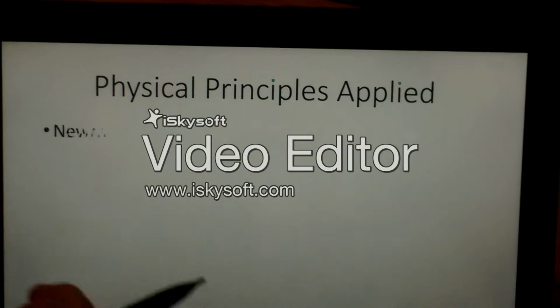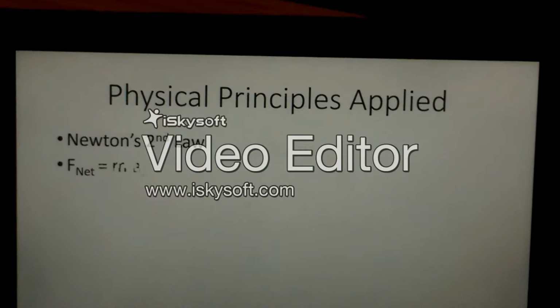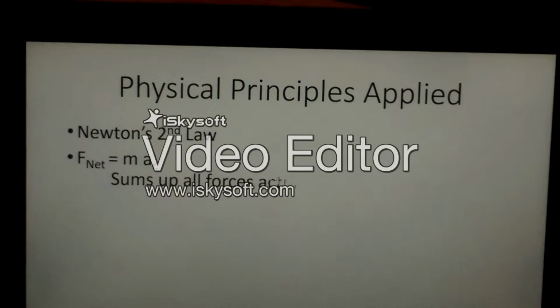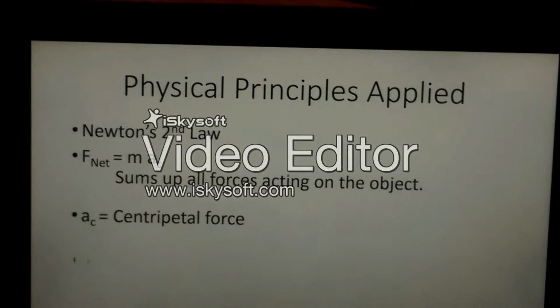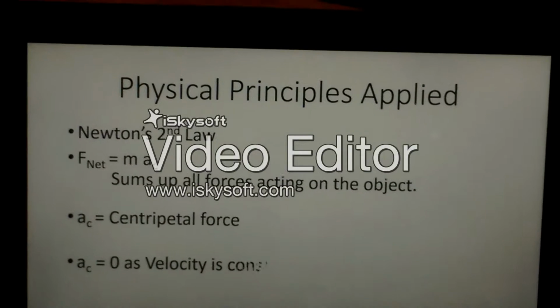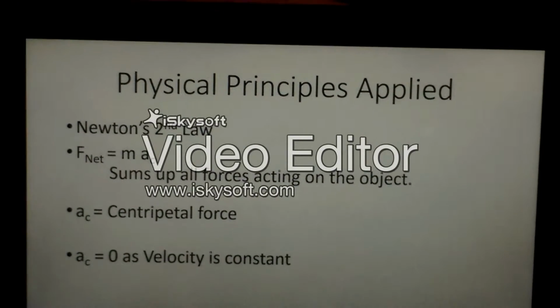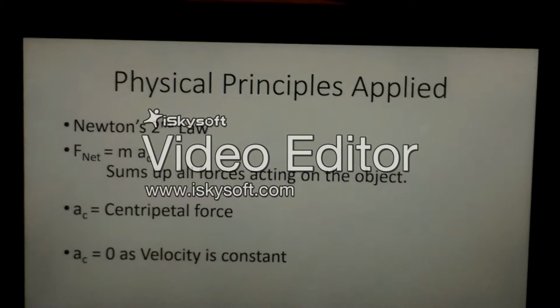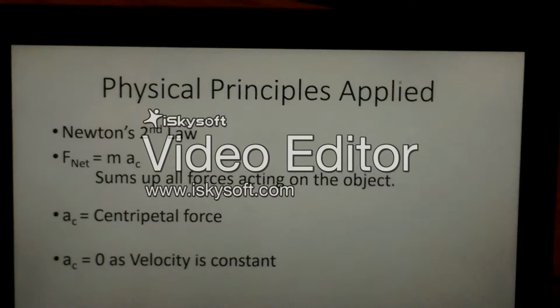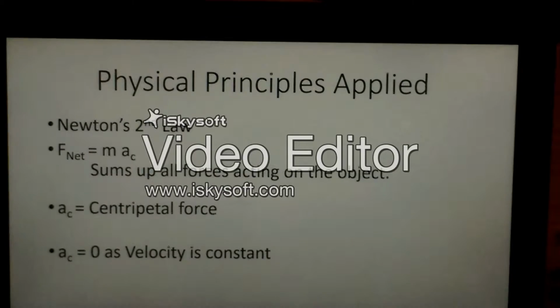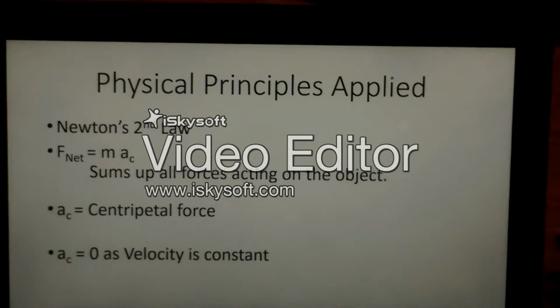The principle that we will be using for this problem is F net equals mass times the centripetal acceleration. The justification we'll be using is Newton's second law, which will sum up all the forces acting on one object. AC means the object is moving in a circle, and our acceleration will be 0 because the velocity is constant.